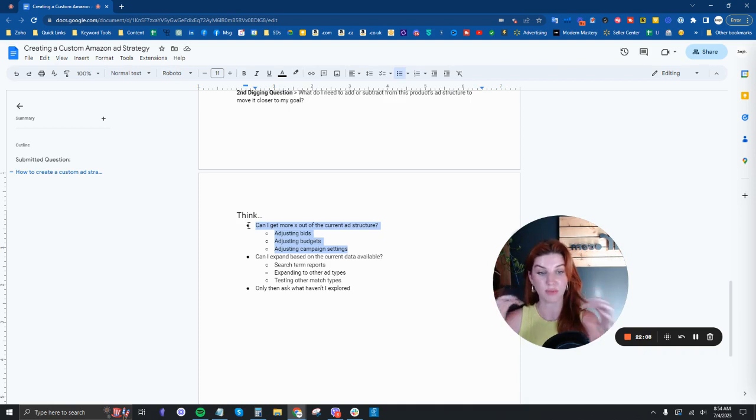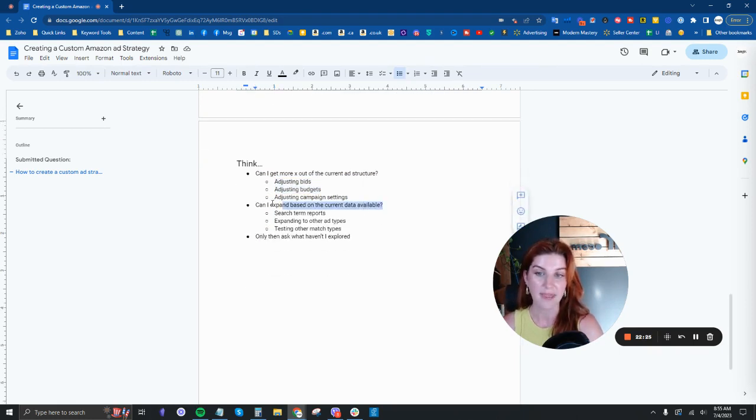So again, we're figuring out which products we need to focus in on. And then we're saying, where can I adjust bids? Where can I adjust budgets? Or where can I adjust campaign settings? For instance, there's things like placement percentage adjustments, all of that good stuff. There's little tweaks you can do. For the most part, the major tweaks are adjusting bids and budgets.